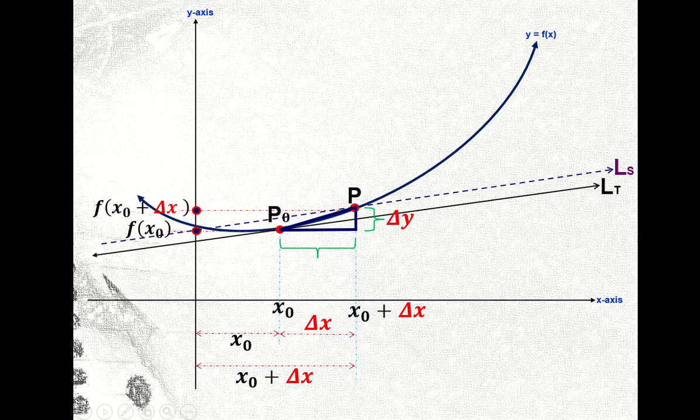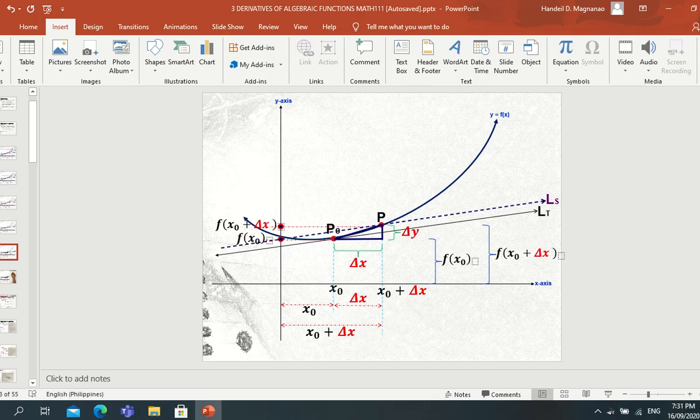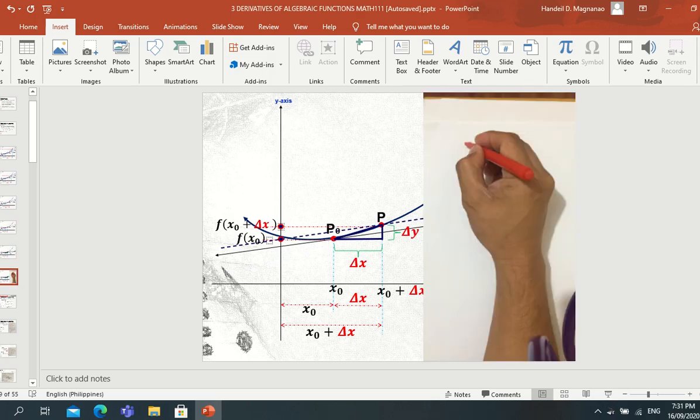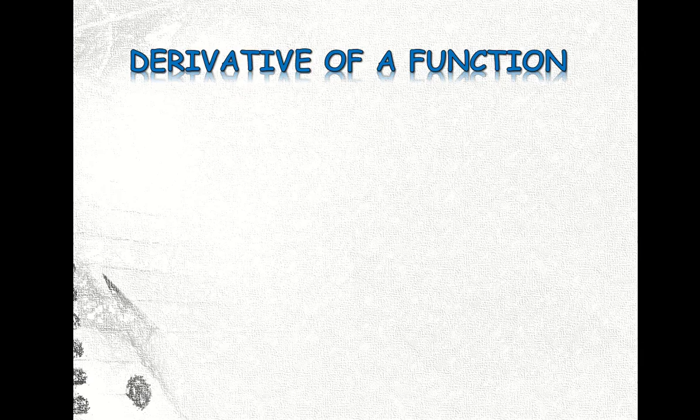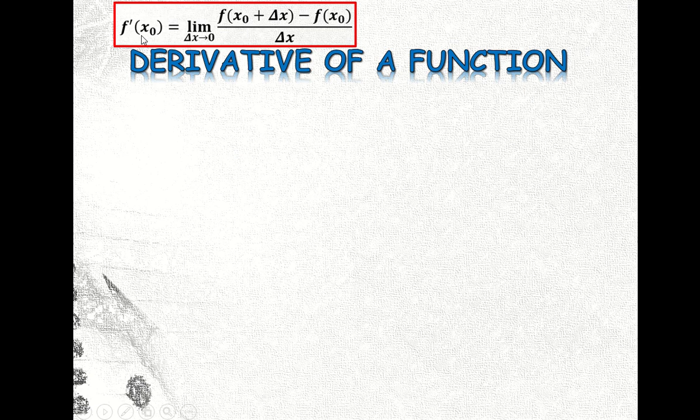Okay, so I'll go quickly to the next slides. To recall, from that illustration, we have derived this formula of the derivative as delta x approaches 0. So we have here the value of the function, x sub 0 plus delta x, the distance from point 0 or p sub 0.